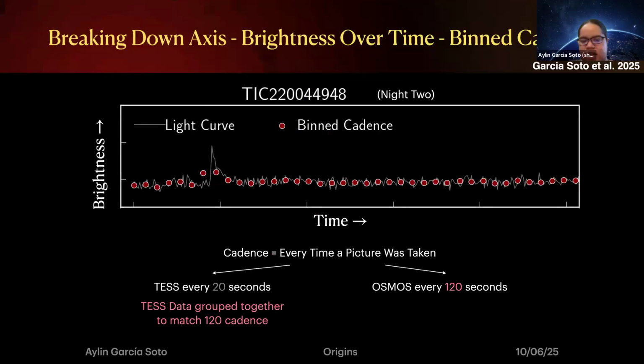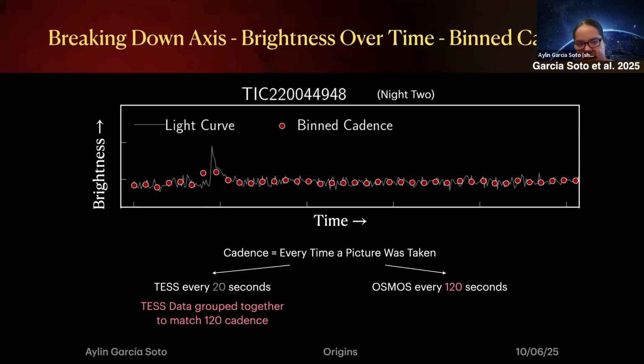So for starters, here's a TESS light curve. We have brightness over time. The time bar will be presented shortly. The gray shows 20-second cadence. The red dots are binned cadence. So every observation was taken every 2 minutes for the spectra, and the gray is every 20 seconds for TESS. So we just binned it so we can see what it would look like if we had taken it every 2 minutes for TESS.